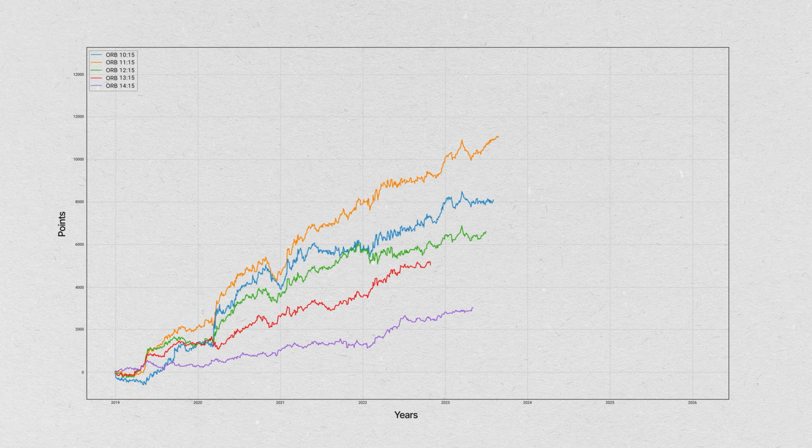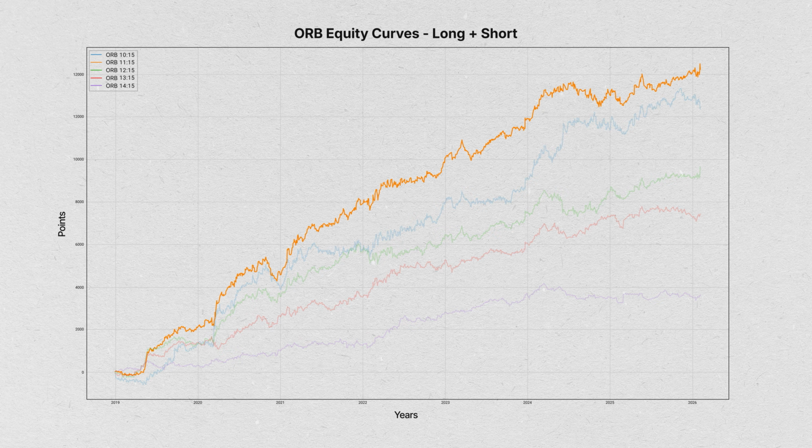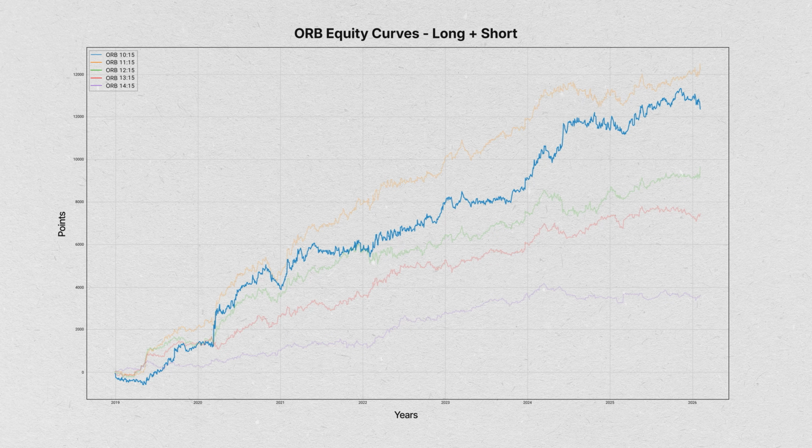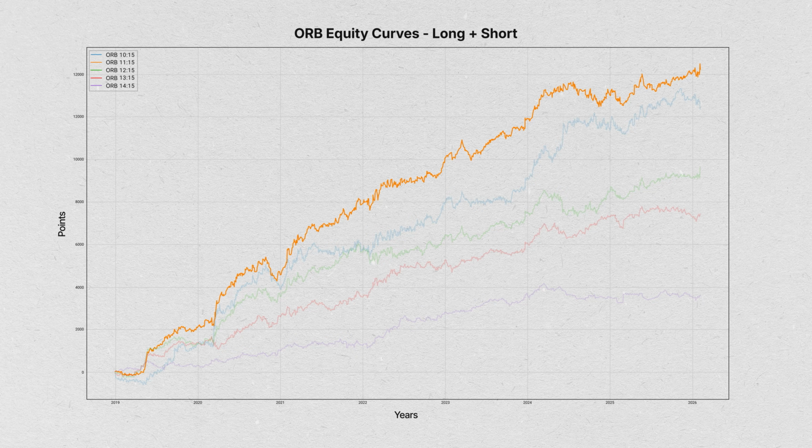What you're looking at right now are the equity curves for different ORB windows. Right at the top in orange is the 9:15 to 11:15 opening range breakout. Next in blue is the 9:15 to 10:15 breakout, and so on. It includes both long and short trades. Do you notice something? 11:15 as a breakout window consistently outperforms other time windows, 10:15 being the next best.